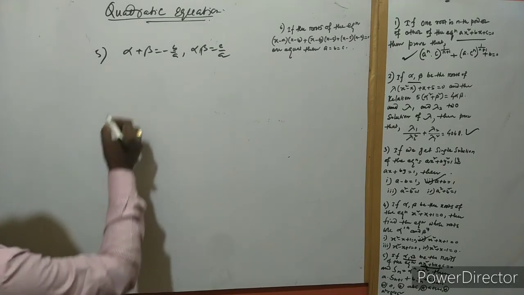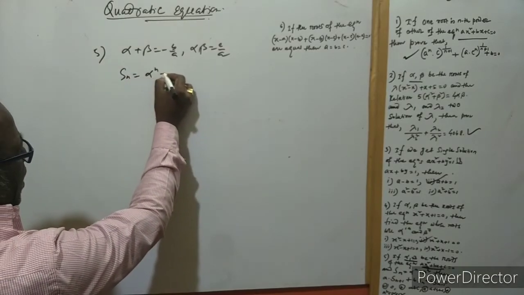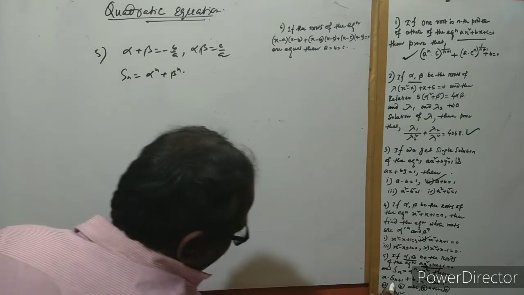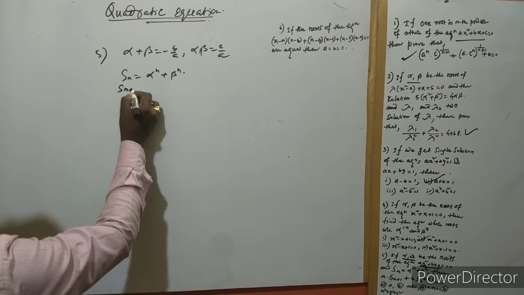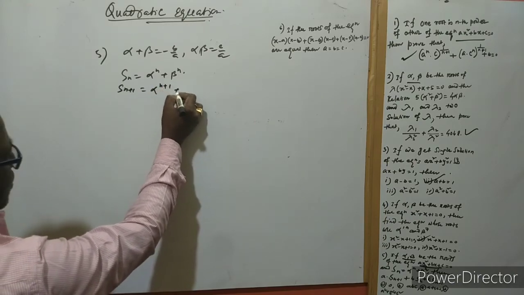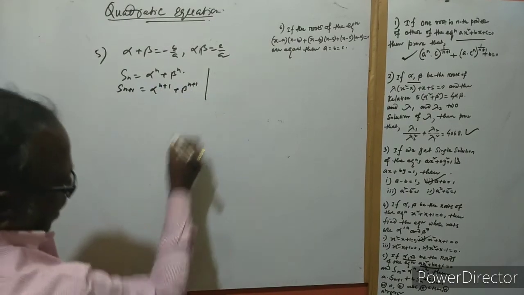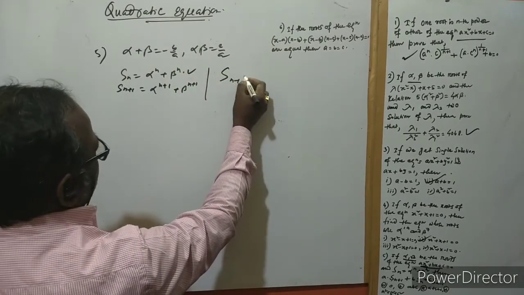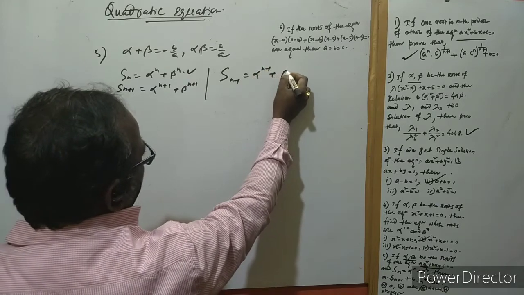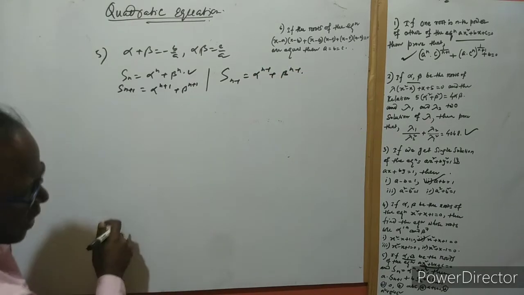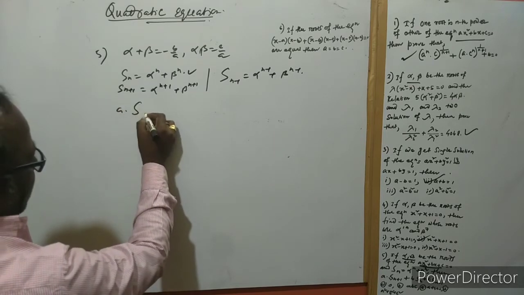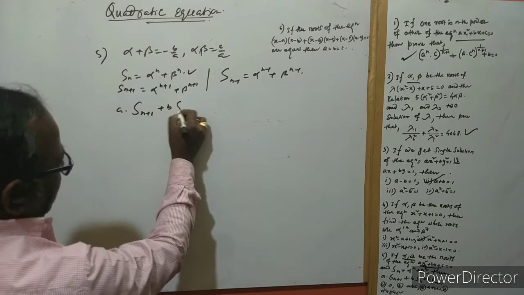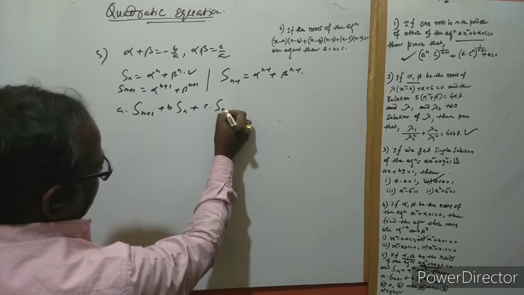Now Sn is alpha to the power n plus beta to the power n. And now we have to find the value of Sn plus 1. So Sn plus 1 is alpha to the power n plus 1 plus beta to the power n plus 1, and this is our Sn. And Sn minus 1 is alpha to the power n minus 1 plus beta to the power n minus 1. Now write the expression, that is A into S suffix n plus 1 plus B into Sn plus C into Sn minus 1.